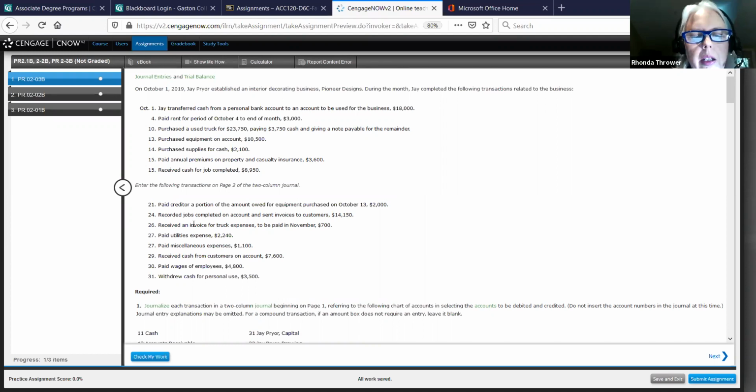The journal is a book of original transactions. We're going to record the transactions in the journal first. It's the first place where we actually formally record transactions.